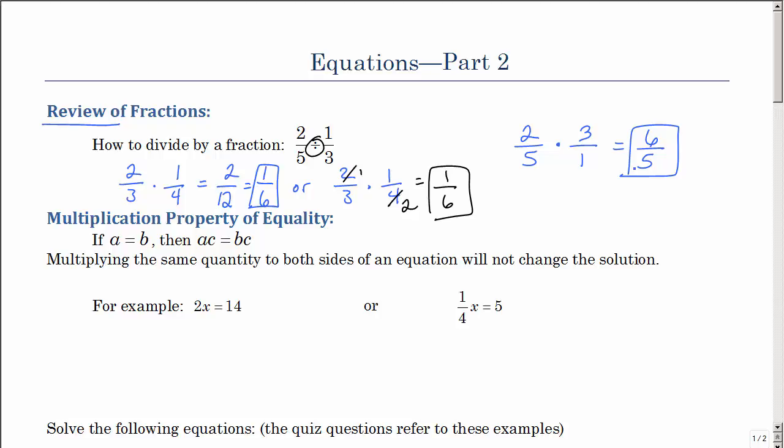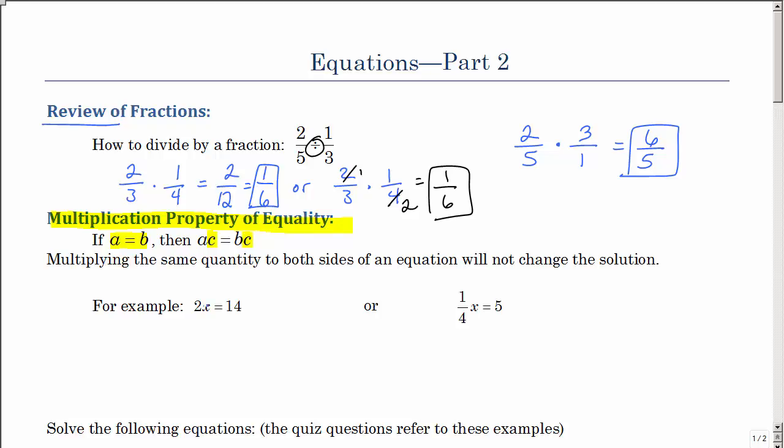On the last lesson, we looked at the addition property of equality. This lesson, we're going to be looking at the multiplication property of equality. And what it says is if you have two things equal to each other, if you multiply both sides of the equation by the exact same quantity, then it will not change the solution.